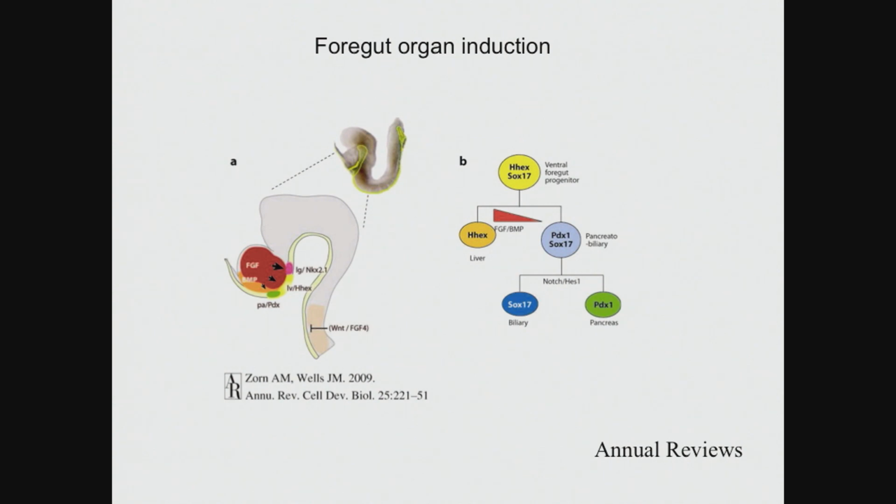So within the foregut, we have a number of organs of interest, including the lung, seen here, adjacent to the cardiac mesoderm, which is secreting FGFs and BMPs. We know that both those factors are important for lung development. But if we take this ventral foregut progenitor, which is competent at some stage to form liver, pancreas, lung, basically the point of this is that at different times, different signaling pathways are important to specify cells towards specific organs.